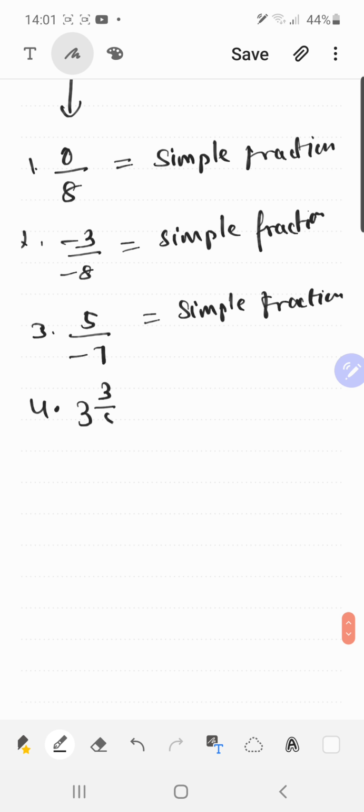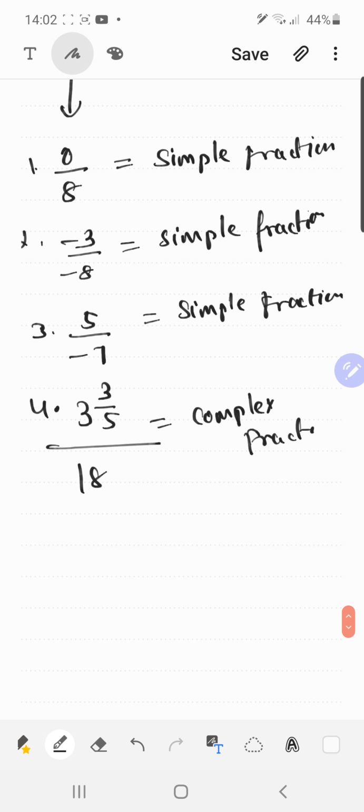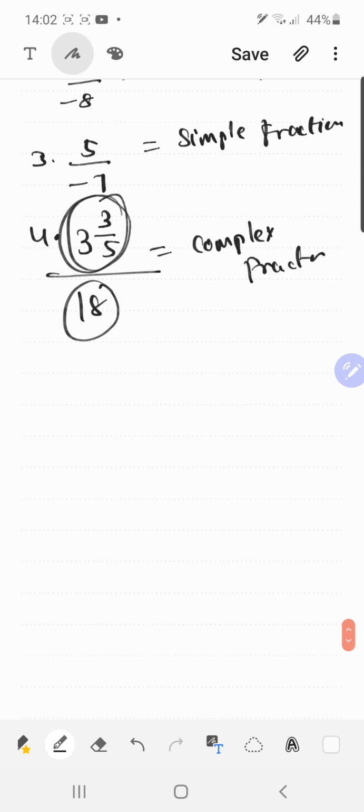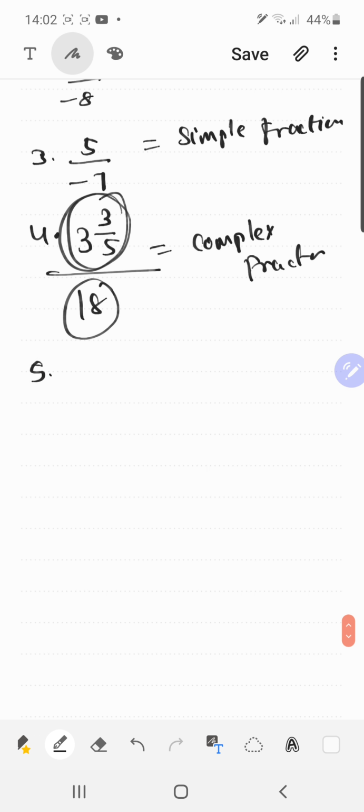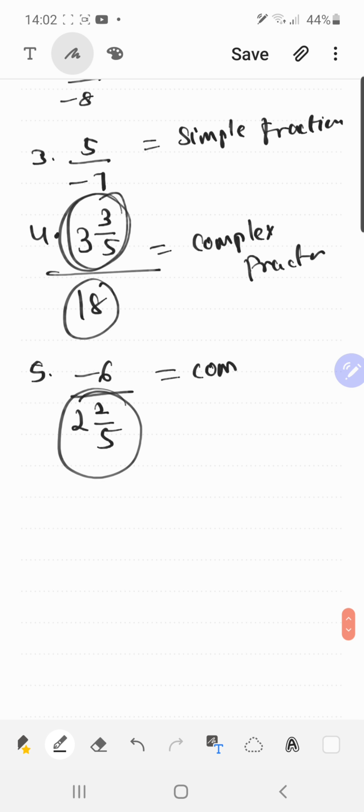But if I give you 3 by 5 and 18, it will be called as complex. Why complex fraction? Because you can see there's a mixed number, mixed fraction as your numerator and an integer as a denominator. So this becomes complex. Next is minus 6 upon 2 by 5. So here you have denominator which is very complex. It consists of a mixed fraction. So it will be called as complex fraction.